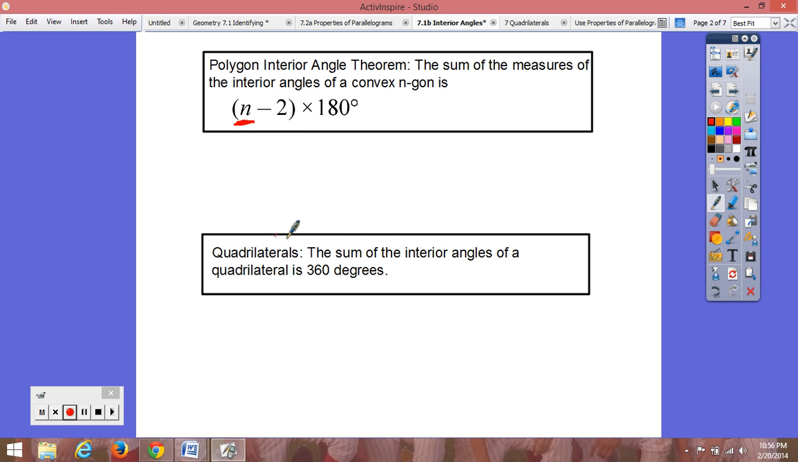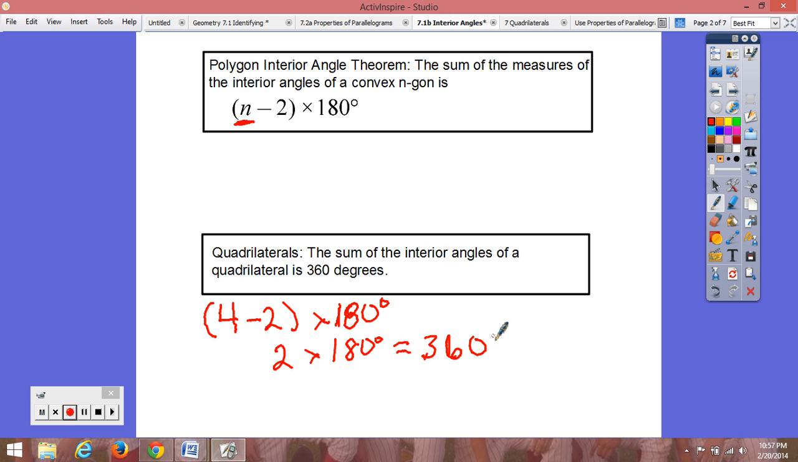And for quadrilaterals, we know the sum of the interior angles of a quadrilateral is 360 degrees. So we'll quickly plug in the math to make sure that works. A quadrilateral has 4 sides, minus 2, times 180 degrees. 4 minus 2 is 2. 2 times 180 equals 360 degrees.